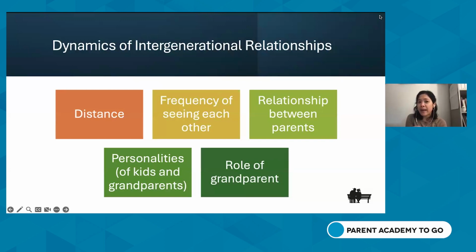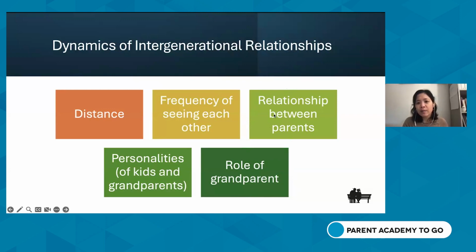The relationship between parents is another dynamic. What I mean by that is your relationship as a parent to the grandparent affects how the child will relate to their grandparent. The personalities of kids and grandparents definitely affect how that relationship will turn out. That's why you may have a very talkative child who gets along really well with their grandparent. Maybe you have a quiet child for whom it's sometimes hard to help them relate to their grandparent.